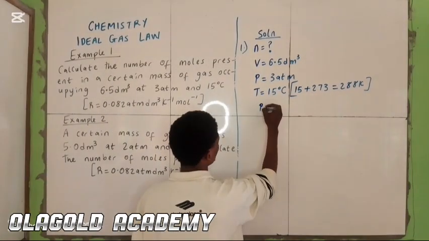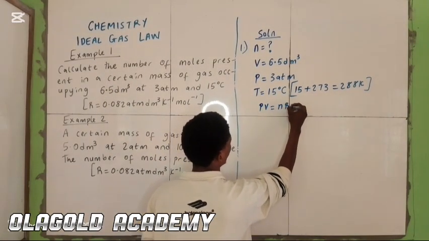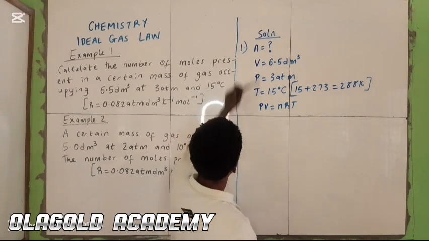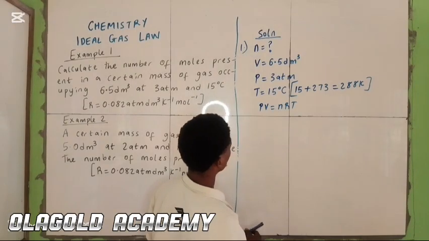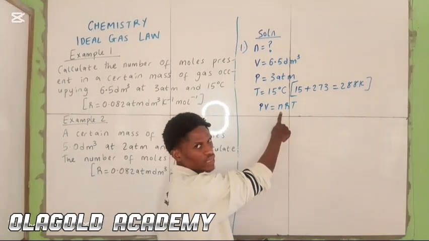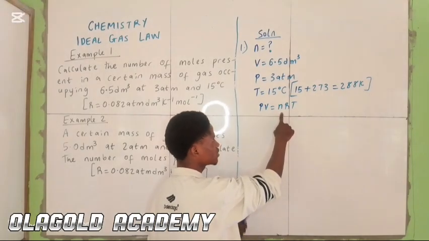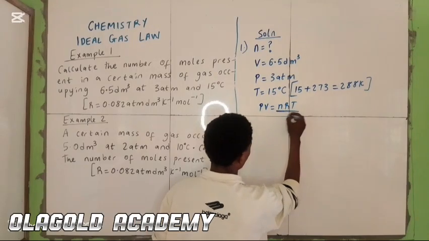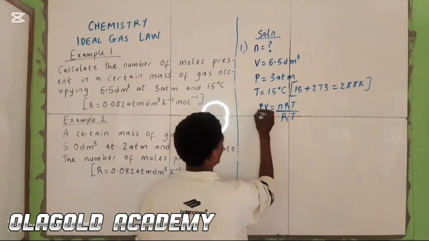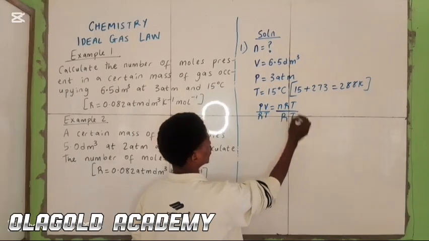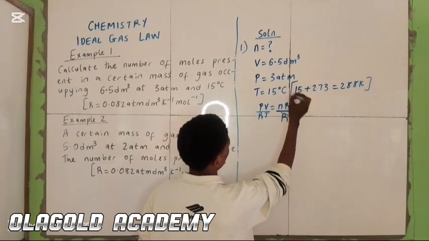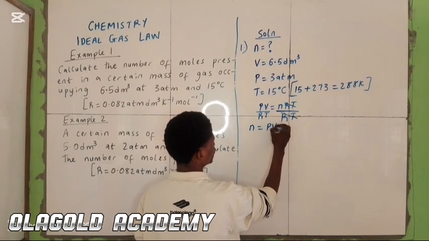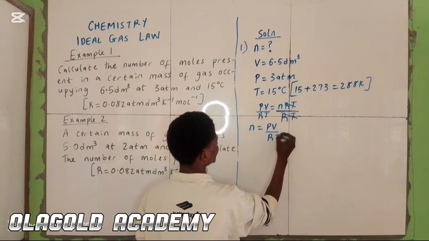Alright, now let's recall our formula for the ideal gas law. We have PV equal to nRT. We are looking for the number of moles. So what do we do? We make the number of moles stand alone, or in other words, make it the subject of the formula. We do that by dividing both sides by RT. RT cancels RT.